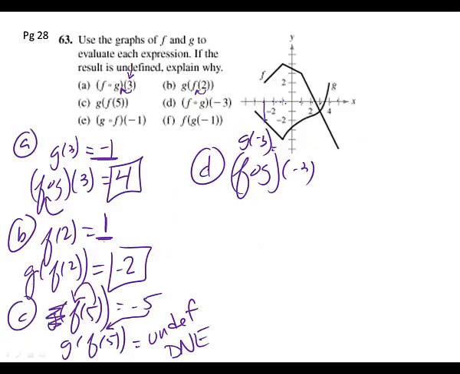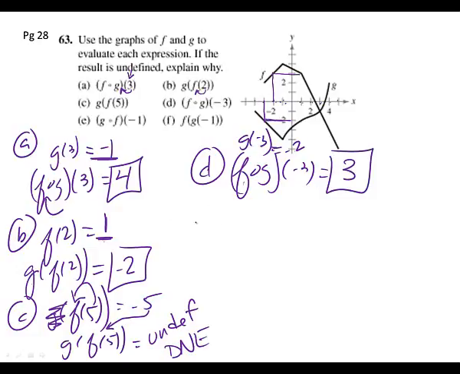What would we agree on for that answer? Probably negative 2. Okay? And then I'm going to take that negative 2 and look at which graph? F. So negative 2, and we're going to go to the F graph. What do we end up with? 3 sounds good to me.